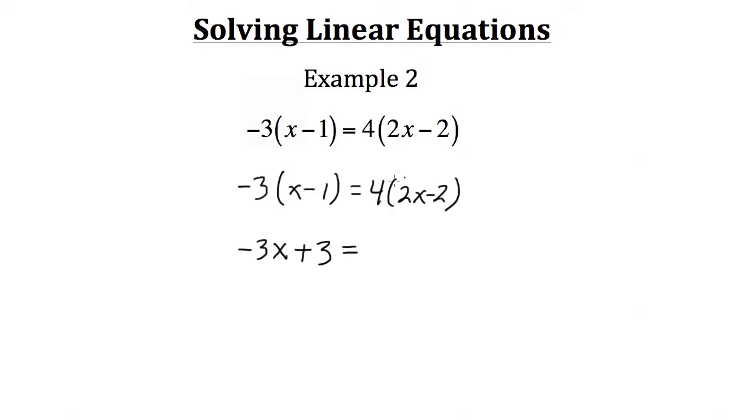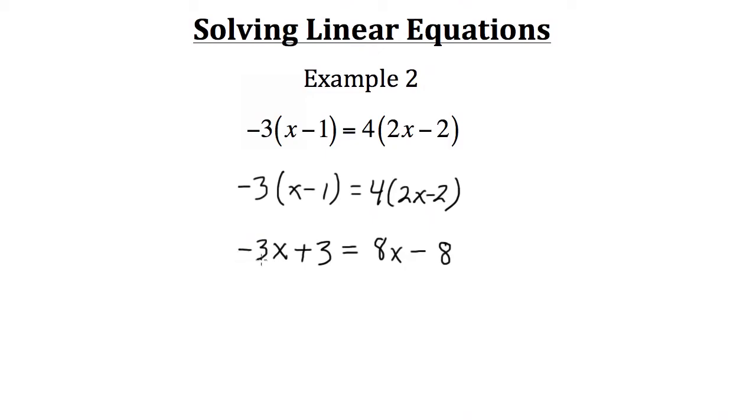So now let's distribute it on this other side now. We have a 4 times a 2x, that'll give us an 8x, and then 4 times a negative 2. So a positive times a negative gives us a negative, and then the 4 times 2 is 8. So now we're at a point like how we started with example 1, we have an equation with a variable on both sides. So now we just need to isolate the x onto either side. So let's move it over to the right this time.